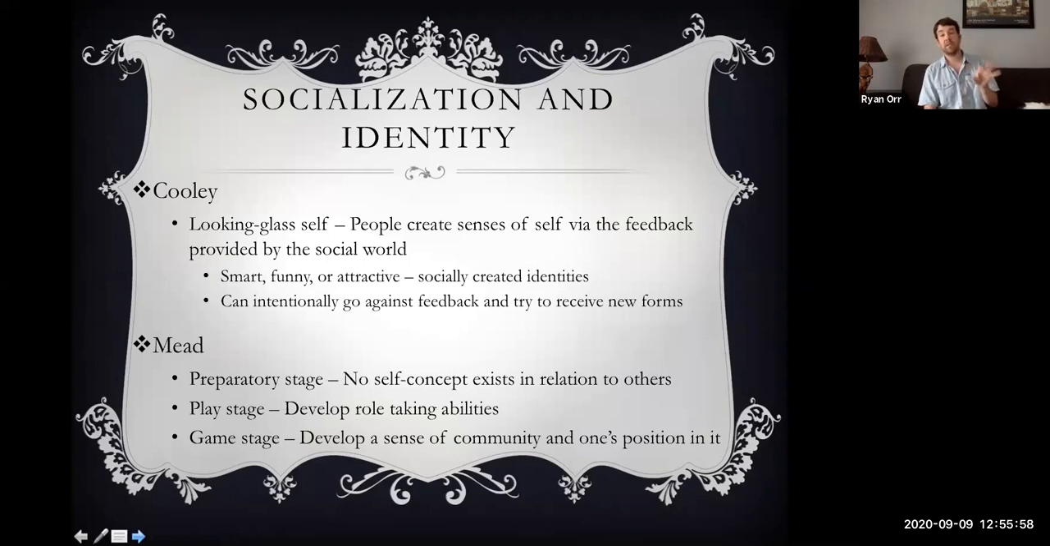And so in this game stage, you also develop a sense of community. You recognize your position in relation to other people around you. And that again allows you to emerge as an individual in a social situation, and you recognize how people are connected to one another, the different relations, but also how people are distinguishable by their different roles and their different responsibilities within those relationships.